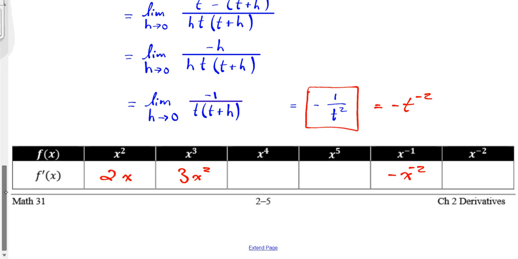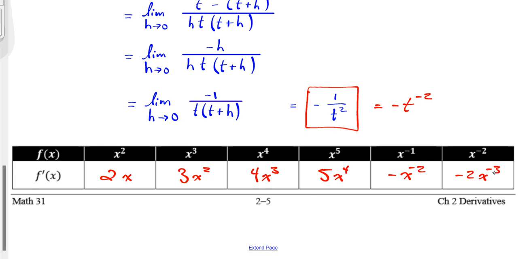If we were to look at the pattern here and follow it, and some of you already know the power rule, so I guess you could speak up if you like. What would the pattern tell us we would get for x to the fourth? Derivative would be what? Daniel? 4x. Yeah, 4x cubed. And x to the fifth would be 5x to the exponent 4. Thank you. And derivative of x to the negative 2 would be negative 2x to negative 3.